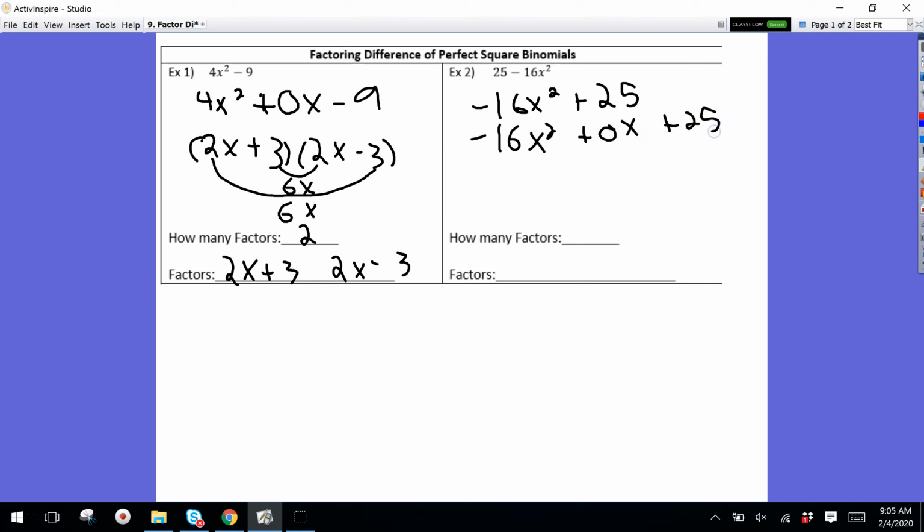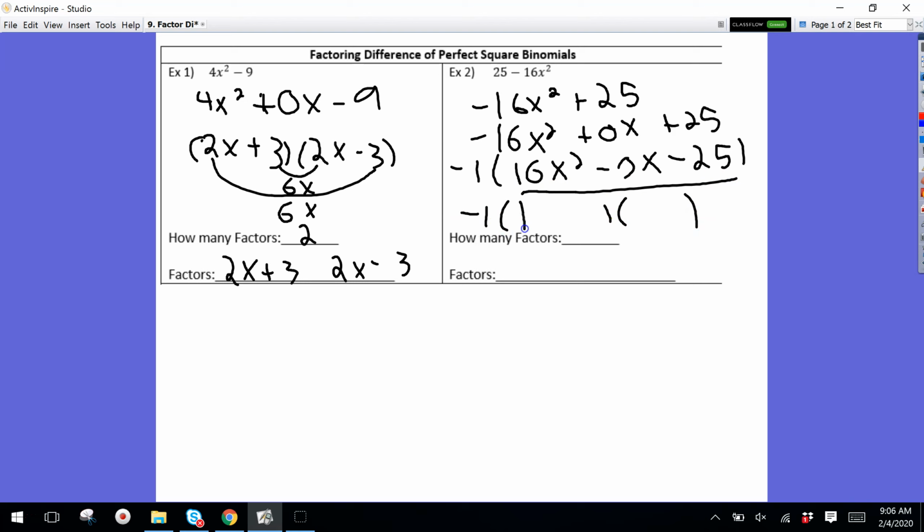If you remember, we don't want our first term to be a negative number, so we're going to factor the negative out. And now we can factor this as a difference of two perfect squares. So 16x squared is going to be 4x and 4x, and 25 is going to be 5 and 5. And then again, I need a plus and a minus for them to cancel out. So I have two factors, and the factors are 4x plus 5 and 4x minus 5.